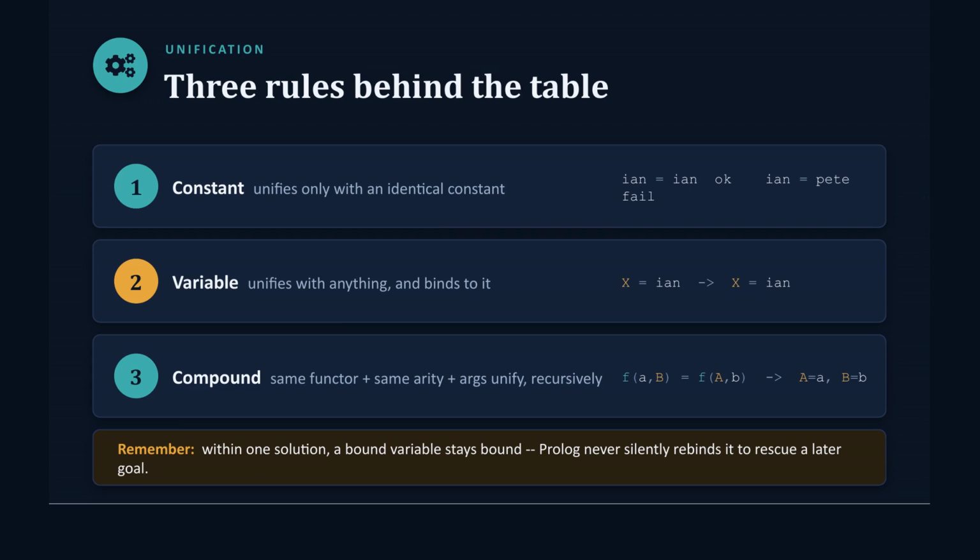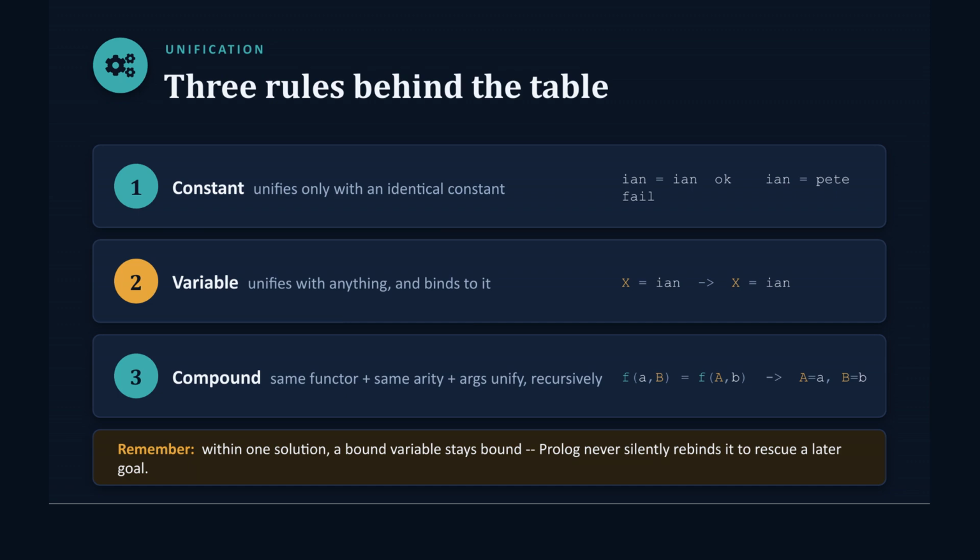The table follows from 3 rules. A constant unifies only with an identical constant. A variable unifies with anything, and becomes bound to it. And a compound term unifies with another compound term only when they share the same functor and the same arity, and every corresponding argument unifies in turn, recursively, all the way down.